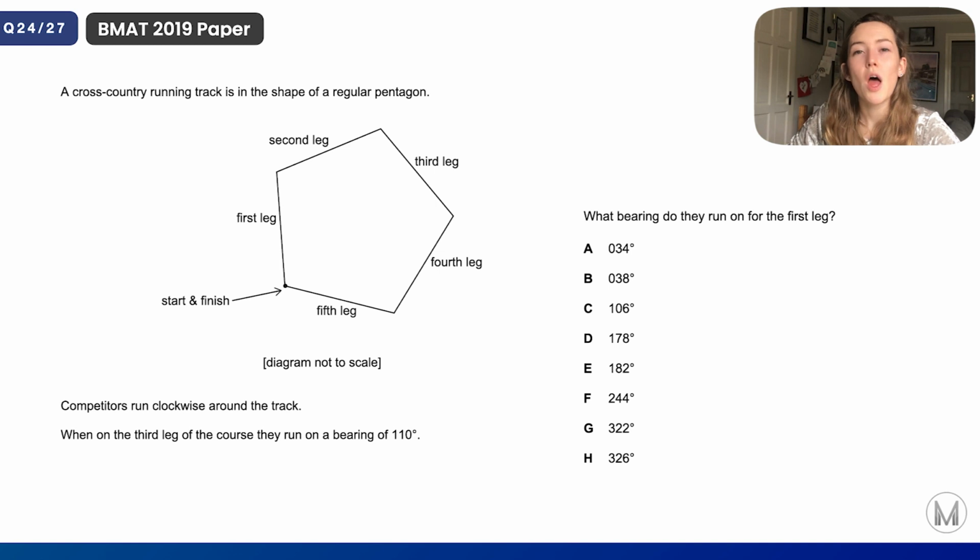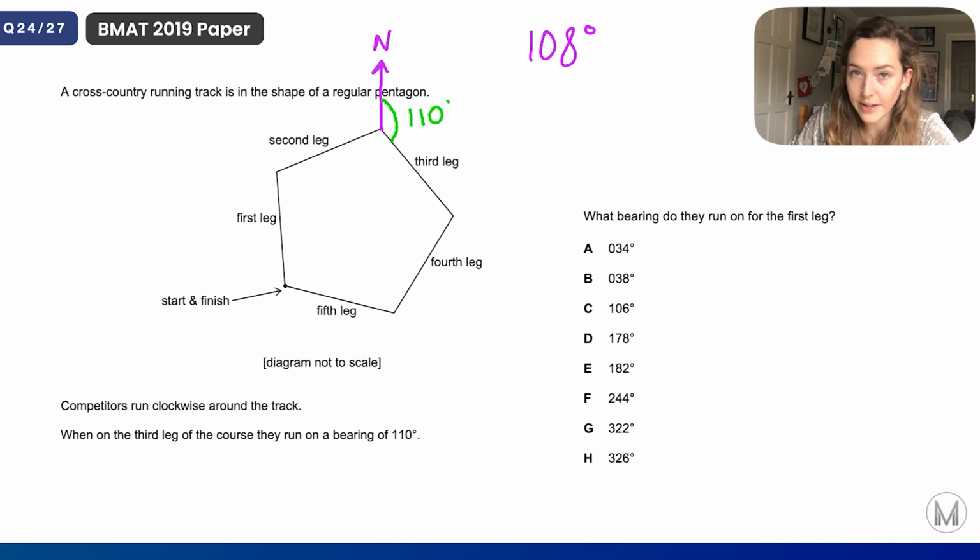Question 24. The first thing I need to remember is that the interior angle of a pentagon is 108 degrees. So I'm going to make a note of that at the top. In the diagram below, I'm going to add in my north, and I'm going to show that my bearing is 110 degrees at the start of that third leg. And because I know my internal angle is 108, I can therefore work out this angle in red here.